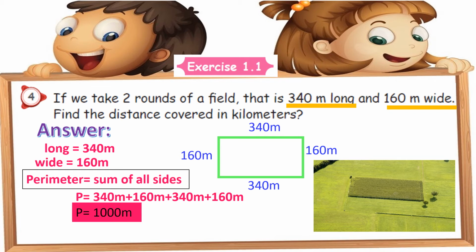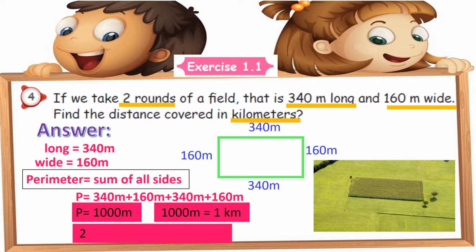So here the answer is in meter only, we just need to convert into kilometer ma, as we know that 1 kilometer equal to 1000 meter, isn't it? So instead of 1000 meter we can write 1 kilometer, right? Okay, but very important thing, we need to find out for 2 rounds. So far we have found out for 1 round only, we just need to find out for 2 rounds also. So 2 rounds equal to 2 into 1.